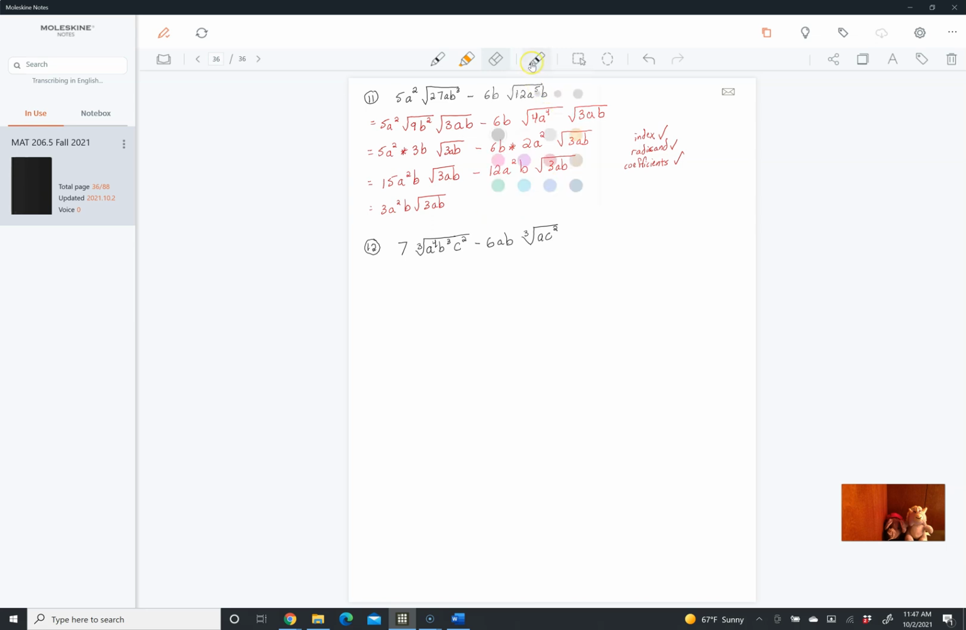Okay. The indexes are the same. So because the indexes are the same, we move on to the next step and we simplify the radicals. Okay, so that's always the case. That's what we've been doing so far. Index is the same, simplify the radicals. So the first one, we're dividing it into perfect cubes and non-perfect cubes.